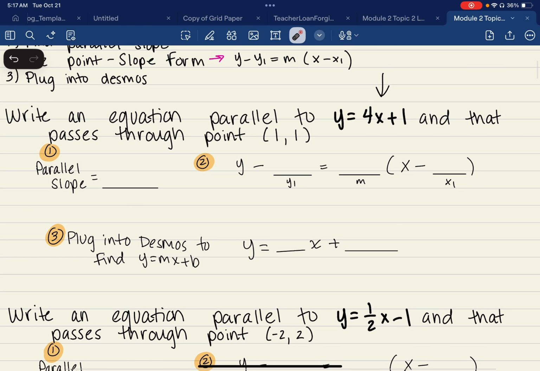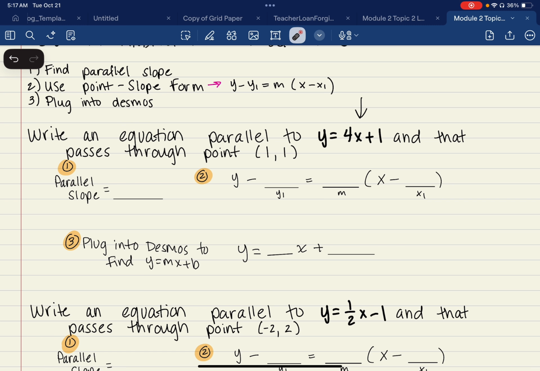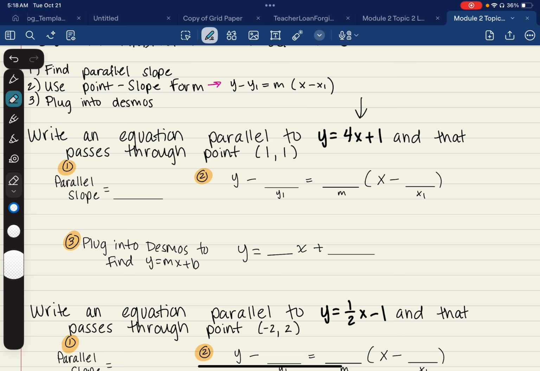So if I'm looking at this question right here, you guys don't have this example. I just need you paying attention. I'm going to show you guys how to do it on your assignment. So step one is, let's read. Write an equation that's parallel to this equation, y equals 4x plus 1, and that passes through this point here. All right, so what is my parallel slope? So we look at my equation, and we need to find my slope that is parallel. Well, if I know my slope is 4, we need a parallel slope, so I want the same number. Bam. And my slope is m, right?